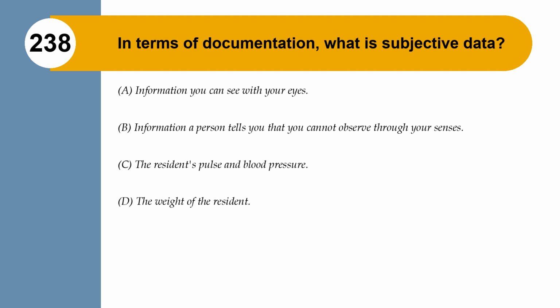Option A, information you can see with your eyes. Option B, information a person tells you that you cannot observe through your senses. Option C, the resident's pulse and blood pressure. Option D, the weight of the resident.